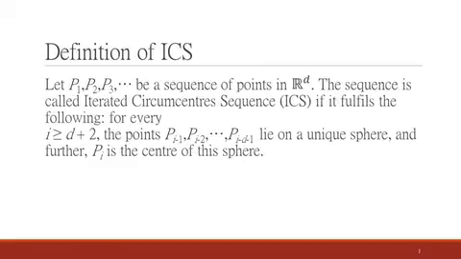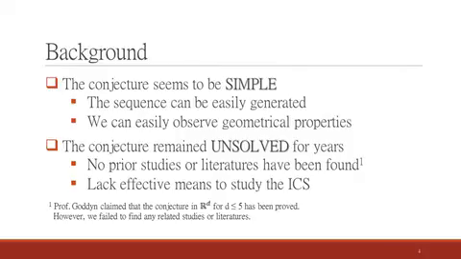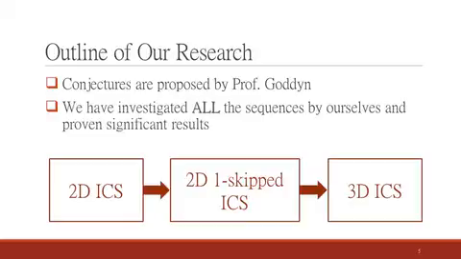And here is the formal definition of the ICS, which states that Pi is the circumcenter of the previous D plus 1 points in the sequence. Although the conjecture seems to be very simple, as the sequence can be easily generated and observed, the conjecture remained unsolved for years and no prior studies or literature can be found.